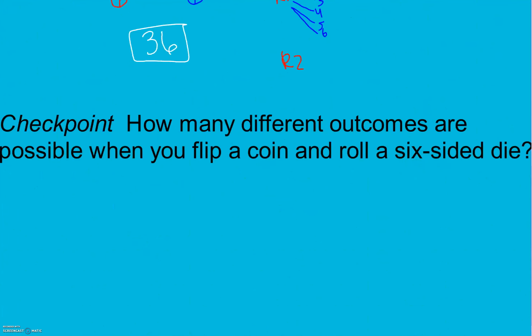How many different outcomes are possible when you flip a coin and roll a 6-sided die? Go ahead and give this a try. Okay, when we flip a coin, there are 2 options. We can get heads or we can get tails. When we roll a 6-sided die, there are 6 options. We can get a 1, a 2, a 3, a 4, a 5, or a 6. And our counting principle says we can multiply those together, 2 times 6, and get 12 options.